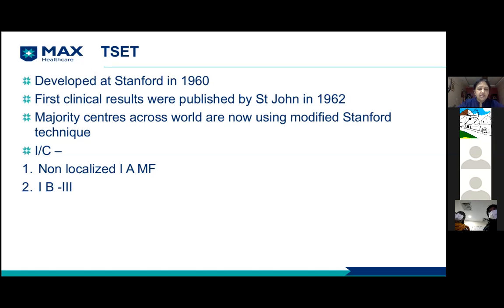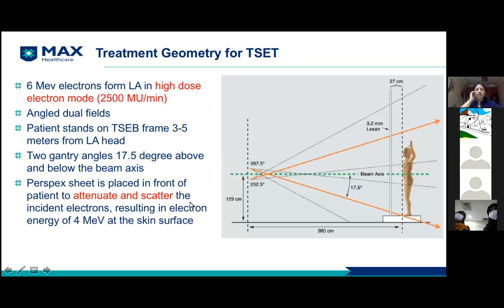And the indications of TSET are non-localized mycosis fungoides, especially stage 1B, 2, and stage 3, they benefit with total skin electron therapy. Now let's pay attention to the treatment geometry for total skin electron therapy. This is very important. Please listen carefully. So we generally use 4 to 6 MeV electrons from a linear accelerator. Preferably, the linear accelerator should have a high dose electron mode where it delivers 2500 MUs per minute so that patients can complete treatment faster. If you look at the older generation of linear accelerator, the usual TSET mode had 800 MUs per minute. But the current generation gives you a faster treatment.